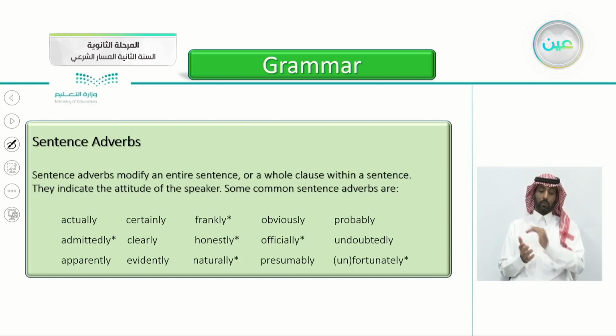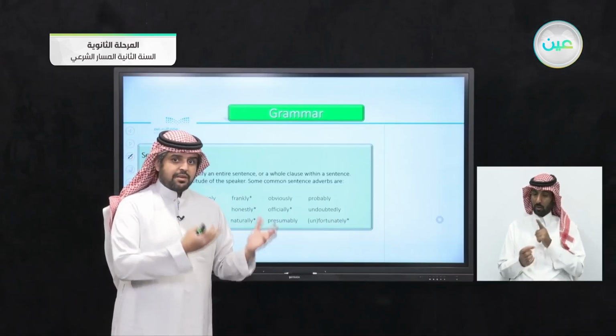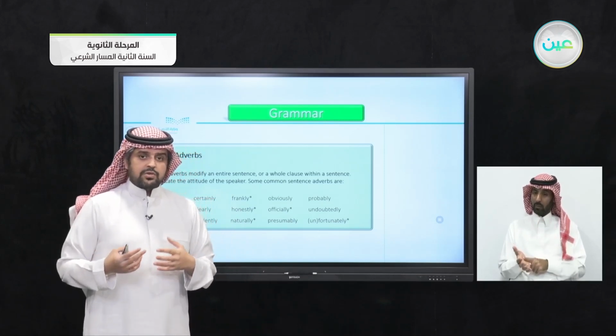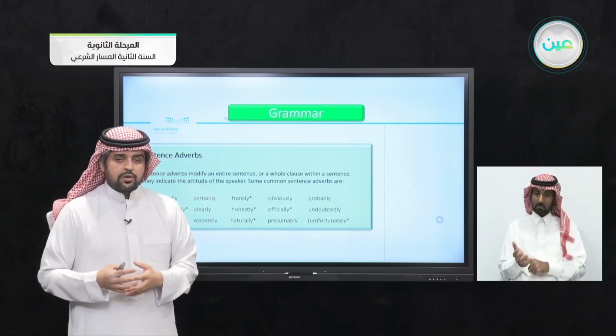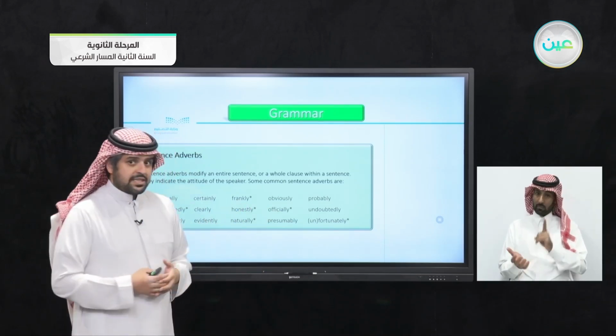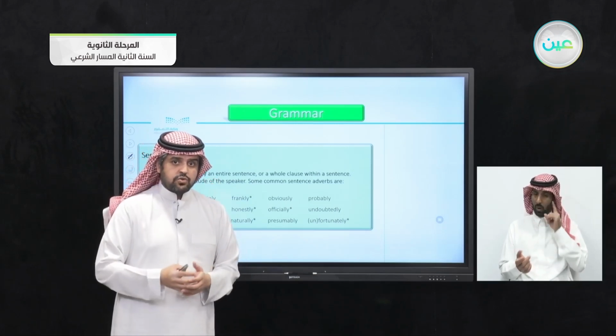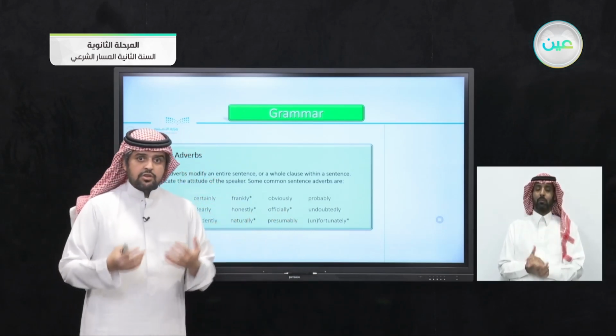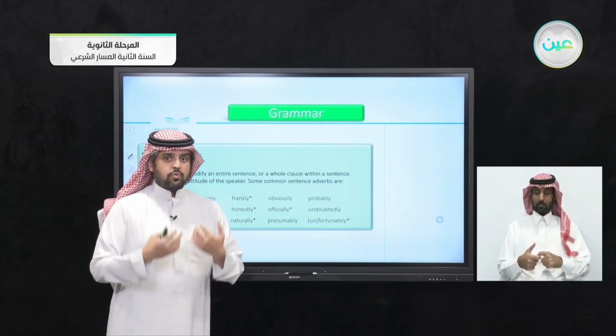Sentence adverbs modify an entire sentence. They modify the whole sentence or a whole clause within a sentence. They indicate the attitude. Remember, sentence adverbs are always connected to the attitude of the speaker. When you say admittedly, it means you admit something. When you say frankly, it means you are saying what you think is correct. When you say, for example, here, undoubtedly, it means that this is something you are 100% sure of. So all of these words are connected to you, your attitude, what you think.